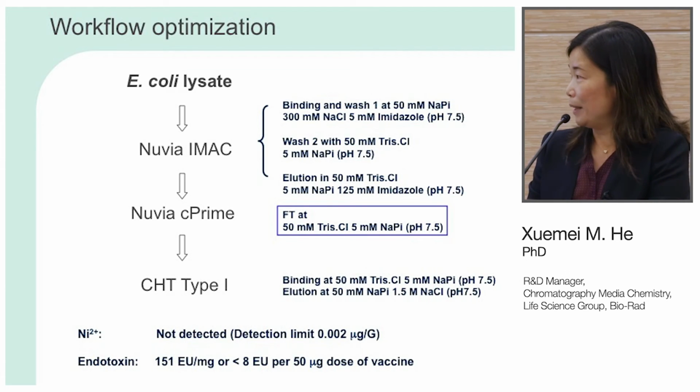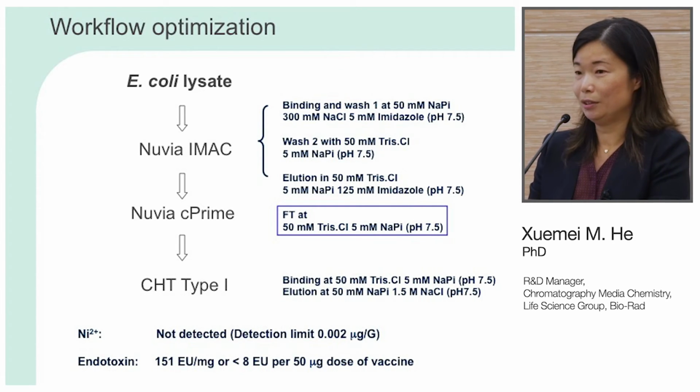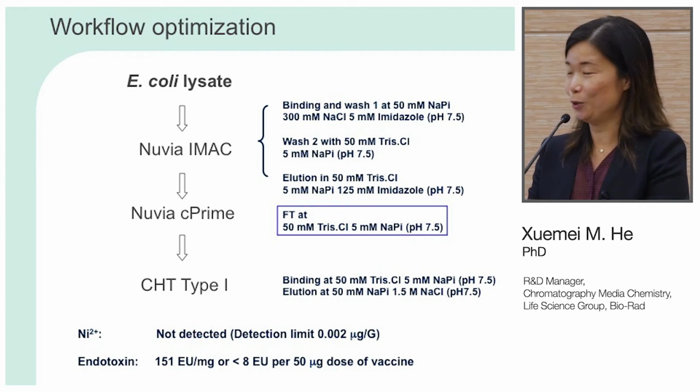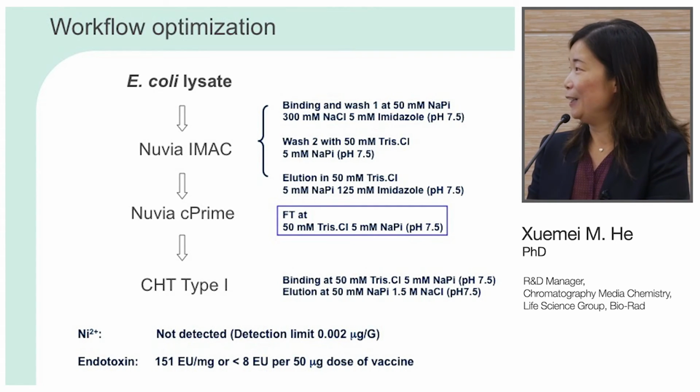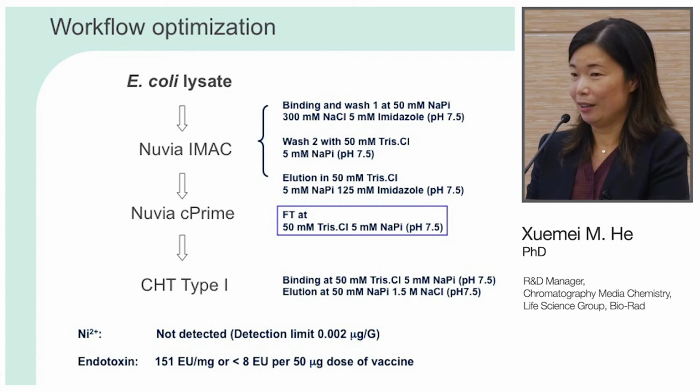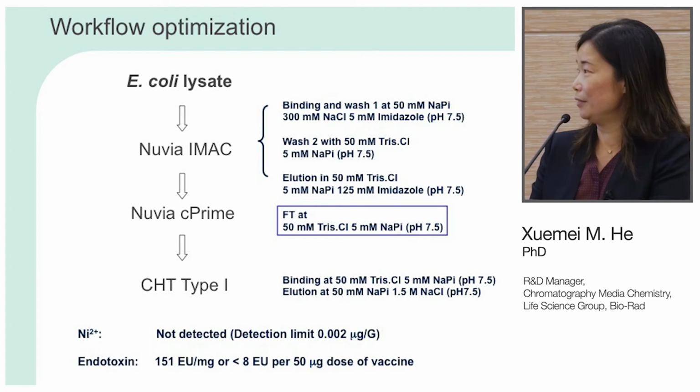Now this is a better workflow. It's like we have two washes. The first wash on the IMAC, we use a buffer with salt to remove the impurity proteins. And after that, we do another wash to prep the material in a low salt environment, and then elute the target using imidazole with a buffer of low conductivity.